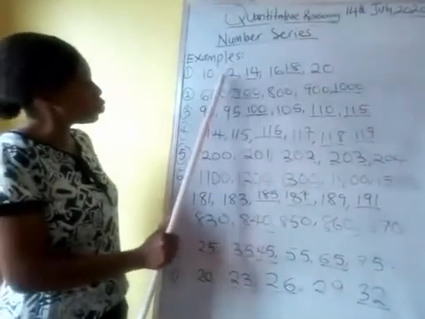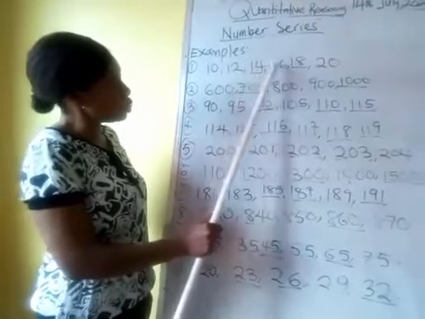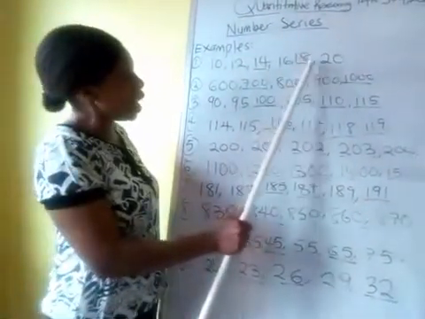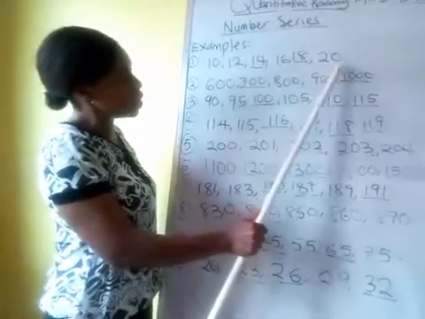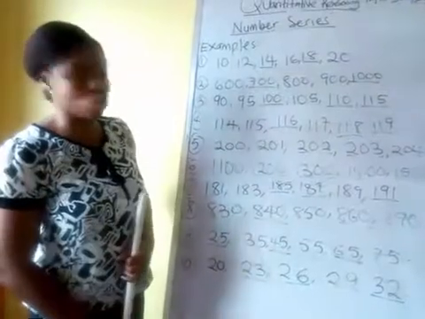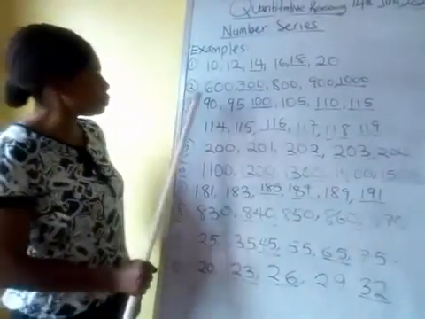Now, when you add 2 to 12, you get the next number, 14. When you add 2 to 14, you get 16. When you add 2 to 16, you get 18. And when you add 2 to 18, you get 20. So the first pattern is addition of 2. Now, let's go to the second one.